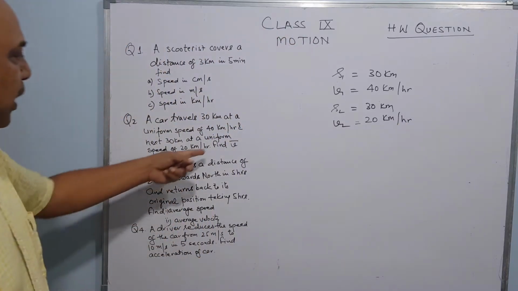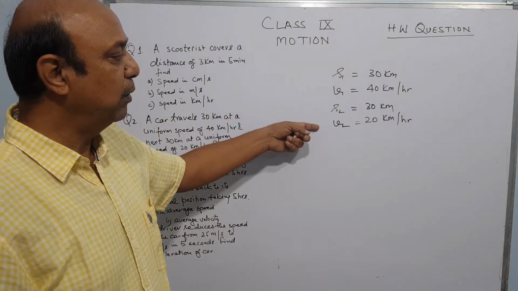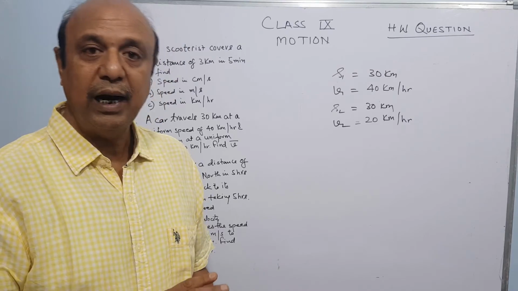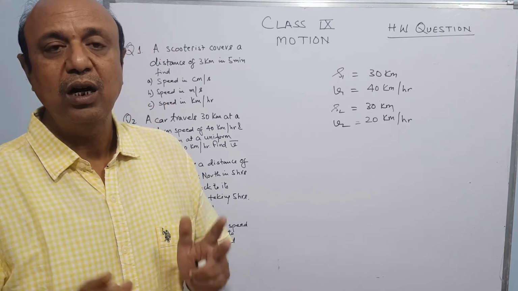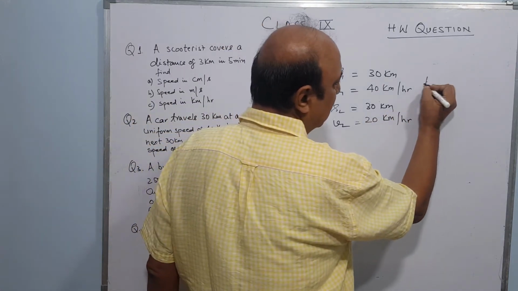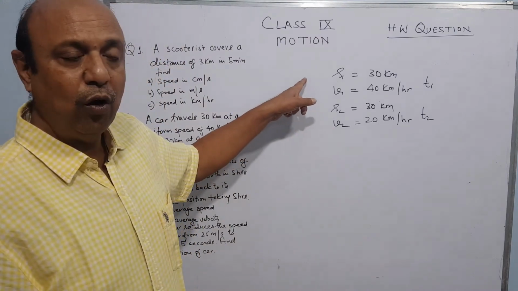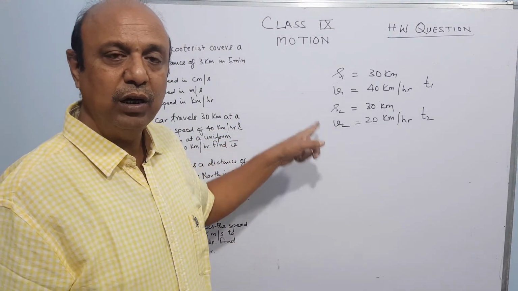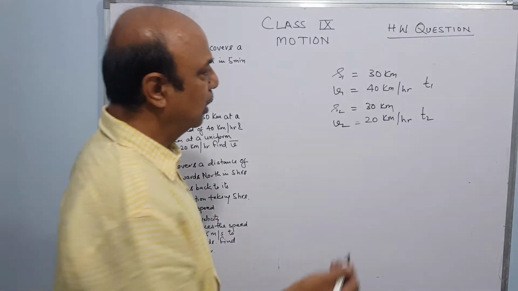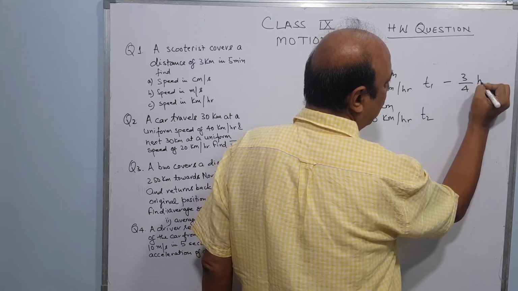Now what we have to find is average speed. Just don't do 40 plus 20 by 2. The answer may be right in this particular case, but that is not the right procedure. The right procedure is to find the times T1, T2. We all know S1 upon T1 is equal to V1, so S1 upon V1 will be equal to T1. So it is 30 upon 40, or 3 by 4 hours.